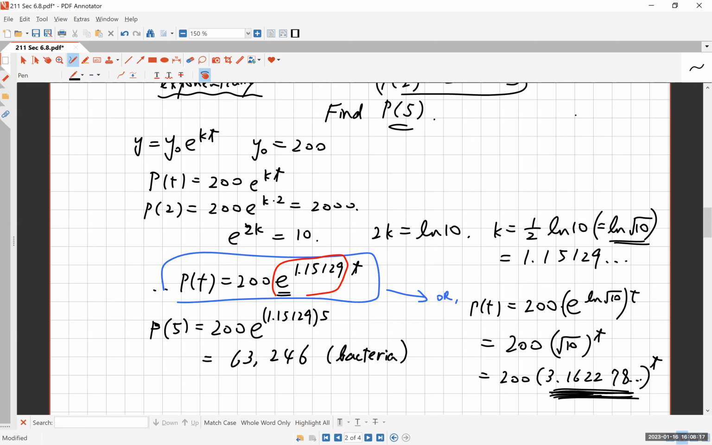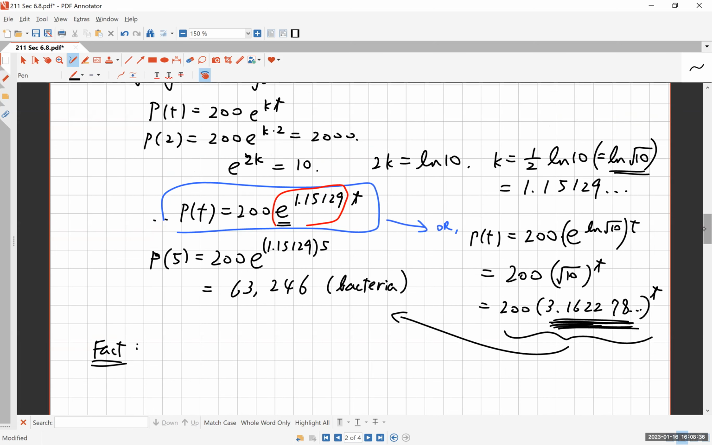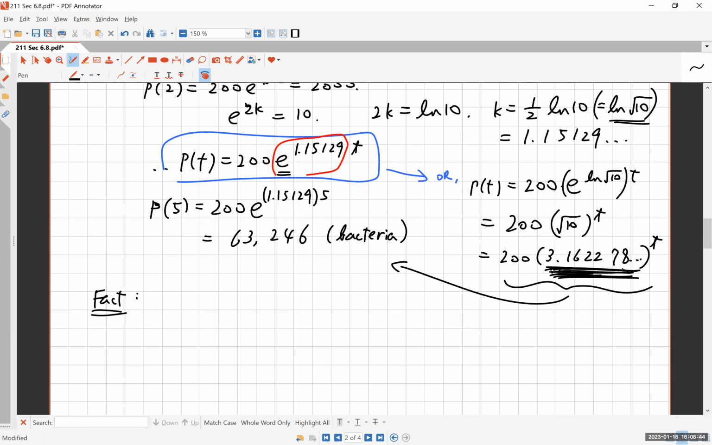Sorry, bacteria. That's the plural of the word bacterium. Okay. Now, if you plug that t is equal to 5 into this equation, you will get, of course, exactly the same number, right? And so here's one fact. Anytime you have exponential growth that's based on a certain fixed percentage, the percentage growth is actually this number minus 1. So it's what, 3.16. This minus 1 is 2.16, right?